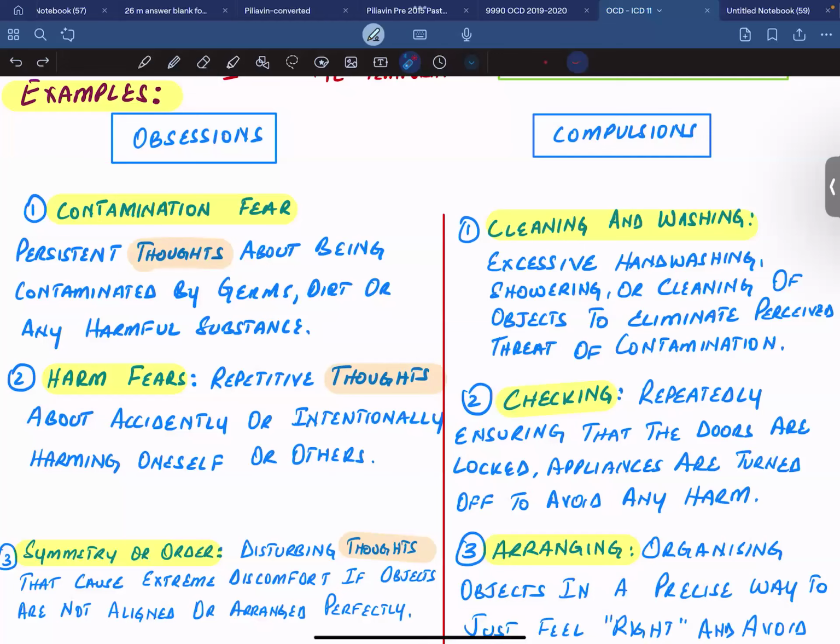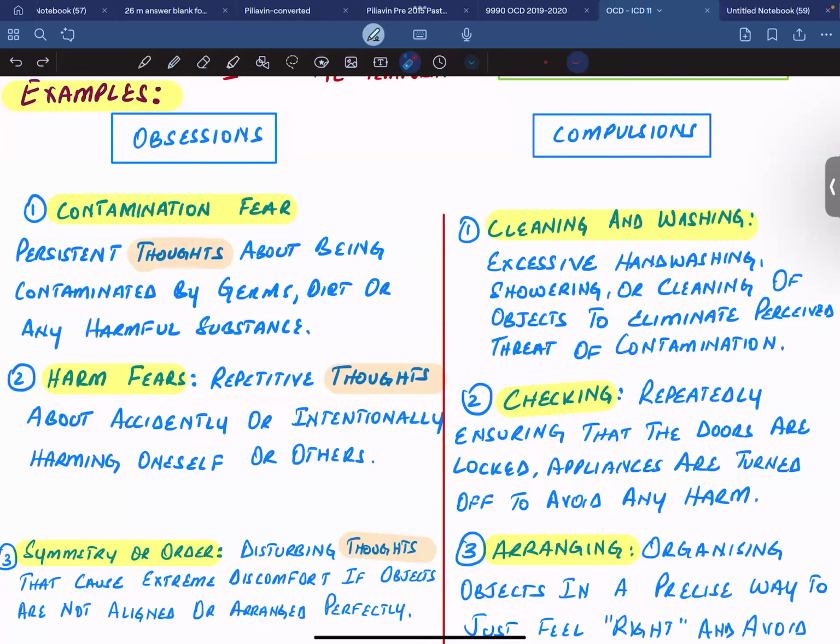Now, a couple of examples. Remember, these are not the only examples. These are not the only compulsions and obsessions. There are many, many more that exist. But for now, for the sake of understanding and to cater to that particular part of the syllabus, I have just catered to three. An example of a compulsion here could be cleaning and washing.